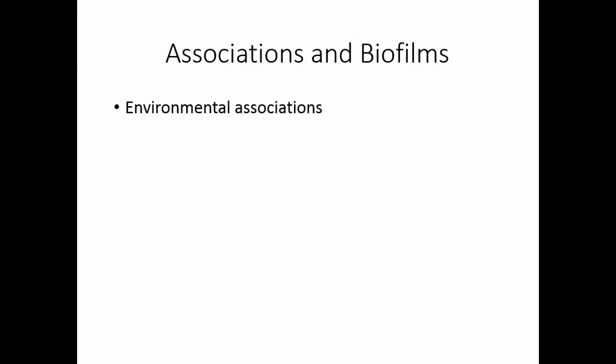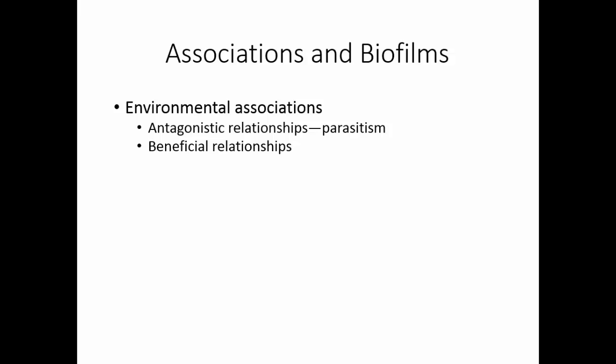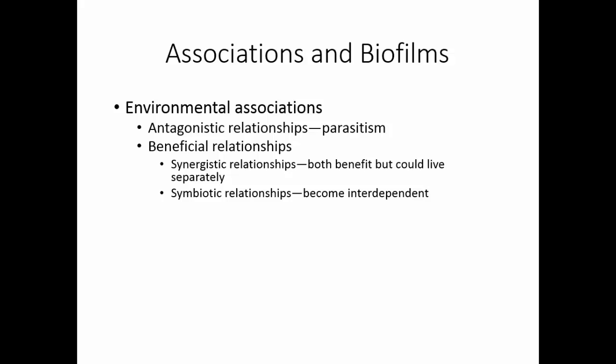Environmental associations between organisms can include antagonistic relationships where the two organisms do not get along. The one we'll be studying will be the antagonistic relationship of parasitism. One organism thrives, but the other organism is harmed in this relationship. There are beneficial relationships. In a synergistic relationship, both organisms benefit, but both organisms can live separately. In a symbiotic relationship, the organisms become dependent on each other and cannot live separately.